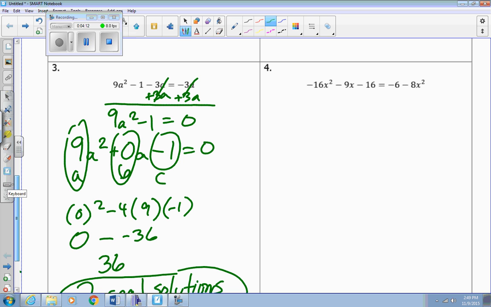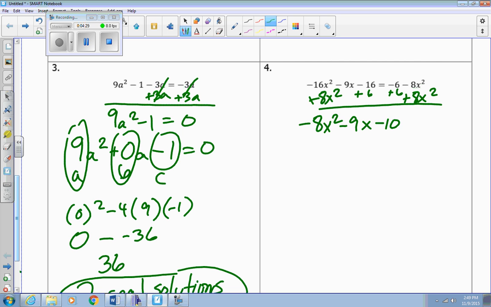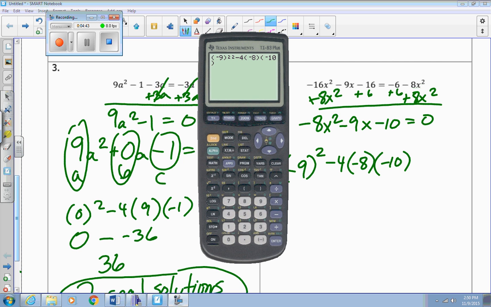Number 4, again, let's set it equal to 0. Does not matter which side you have equal to 0. Negative 8x squared, that's 6 also. Minus 9x minus 10 equals 0. So our a, b, and c: our b is negative 9, our a is negative 8, and our c is negative 10. Put this straight into the calculator. So put it in the calculator, hit enter.